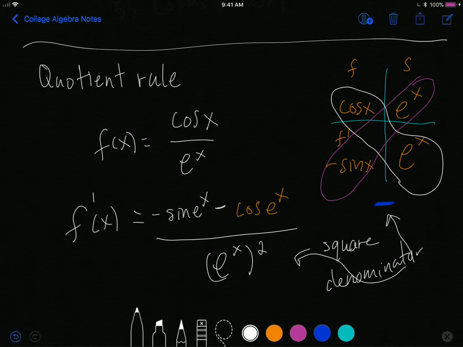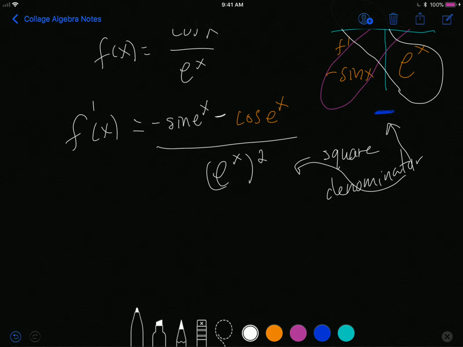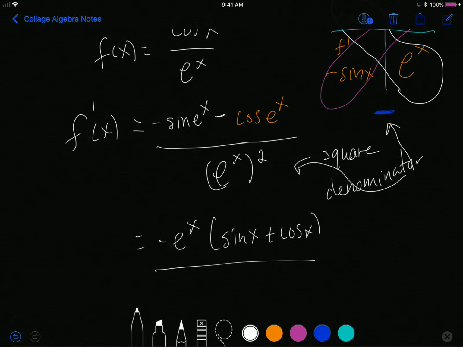Of course, we can clean this up a bit. From the top, I can factor out a negative e to the x, and so I will. And so that gives me negative e to the x, open parentheses, sine of x plus cosine of x. And the denominator becomes e to the 2x. You multiply the two together when you have a power to a power. And of course, I can cancel out an e.